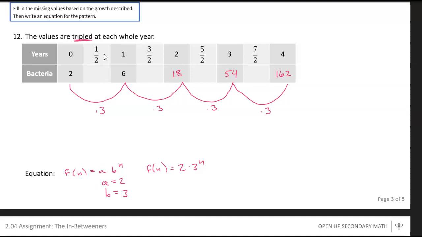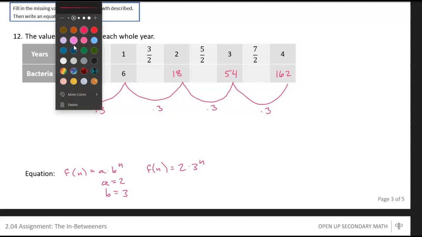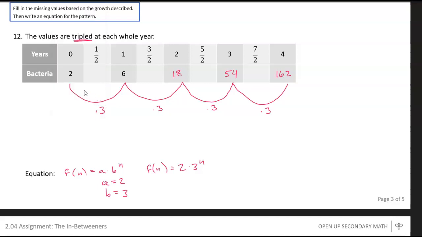Now we just have to figure out what these in-between numbers are. I'm going to use a different color. Maybe let's use blue. So we remember from the previous lesson that we're going to use the same method. We're going to multiply at each of these steps, but it's going to be a different number now. It'll be a different number than those bigger steps.